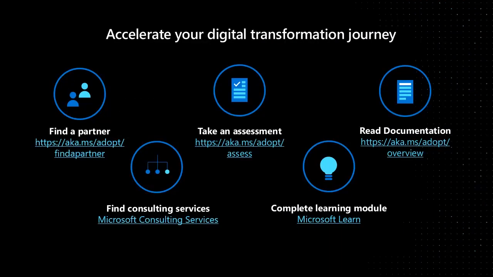So these are all the URLs that I'd like everyone to remember at this point. There is a URL for you to find the right partner in our geography. If you don't want to find your own partner, you can simply send me an email, and I can refer you to the partner that is appropriate for your industry and your needs. You can take the different assessments, you can read the documentation, and these are the other tools and links that you can visit.